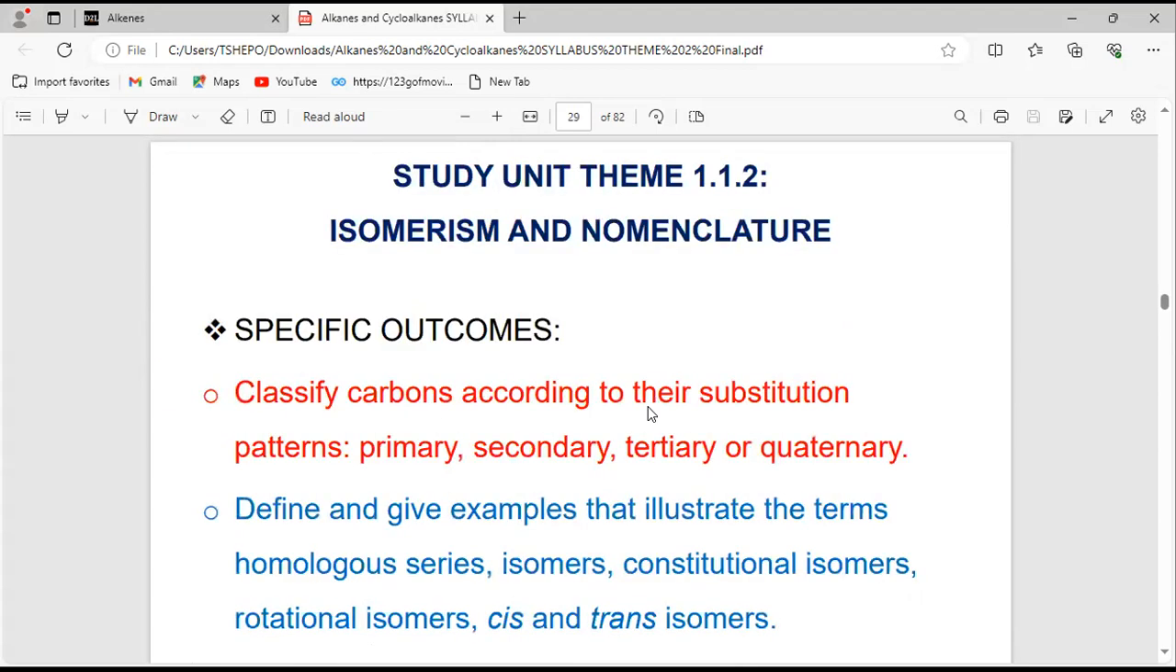And then these are exercises. And then the isomerism and the nomenclature, meaning the nomenclature of these organic compounds, which are called the alkanes. So this is also important, the naming of organic compounds. And then isomerism. Isomerism actually refers to two different organic compounds that have the same molecular formula.